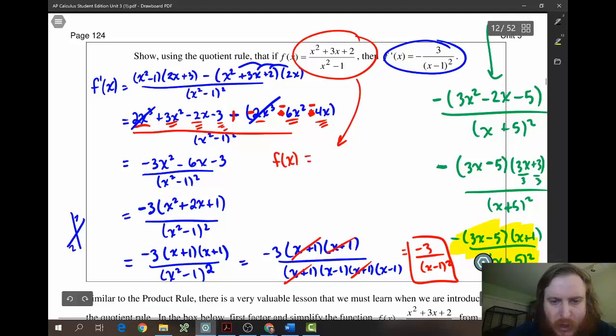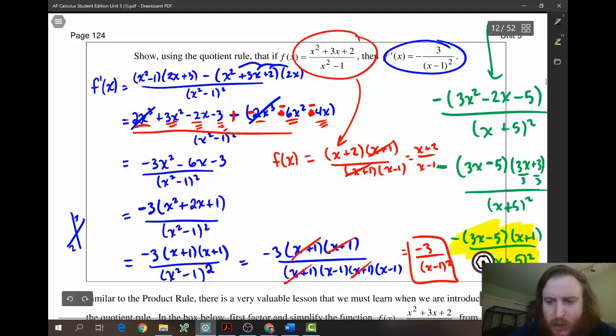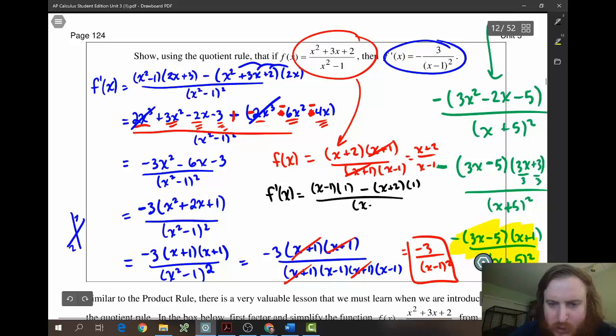So in the very beginning, just like how you rewrite polynomials, what if we factored it? Well, this could become x plus 2 and x plus 1, all divided by x plus 1 and x minus 1. So that just becomes x plus 2 over x minus 1. And now if we were going to apply our quotient rule using that, f prime of x equals, low would be x minus 1, d high would just be 1, minus high would be x plus 2, d low would just be 1, all divided by x minus 1 squared.